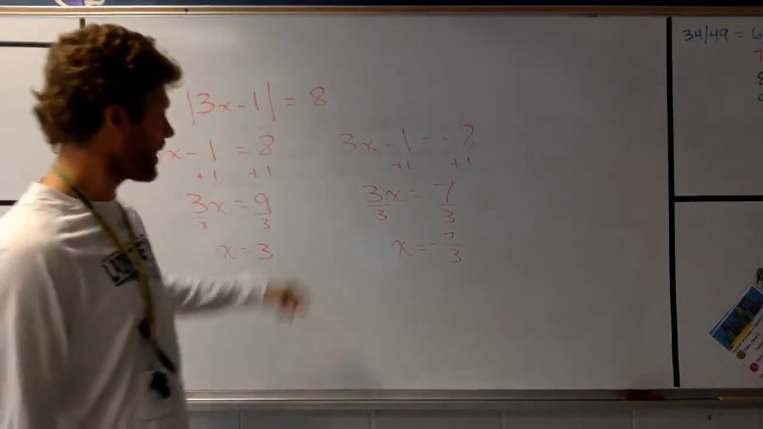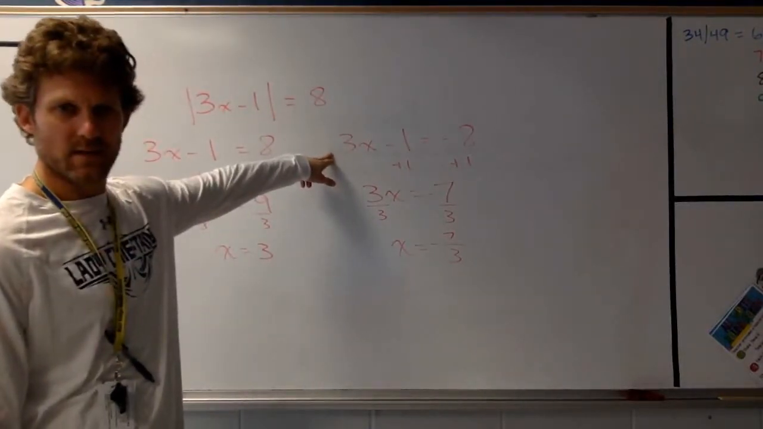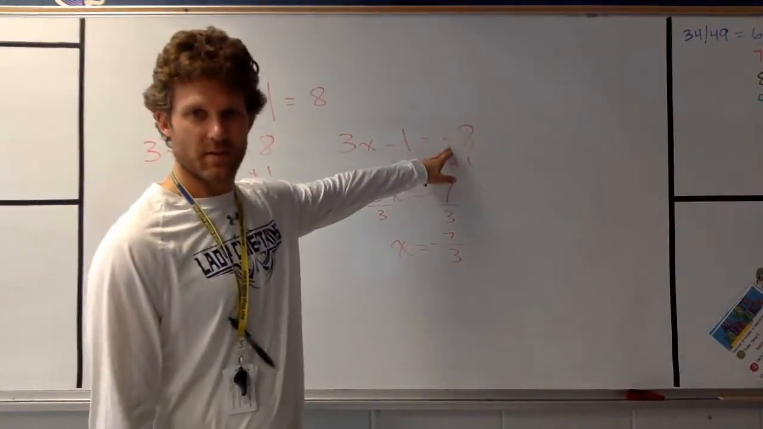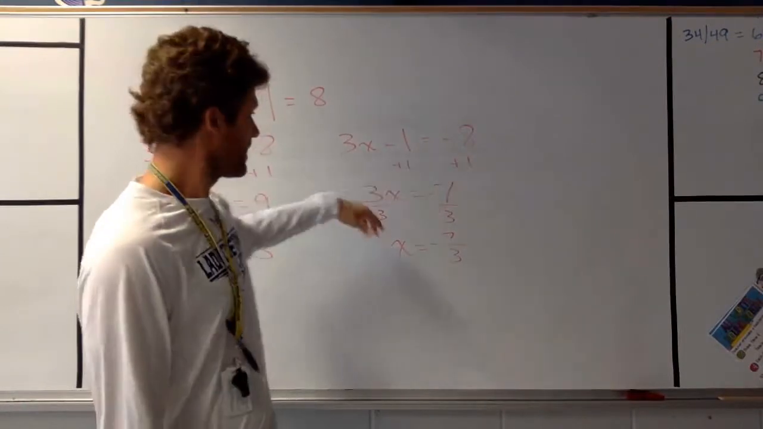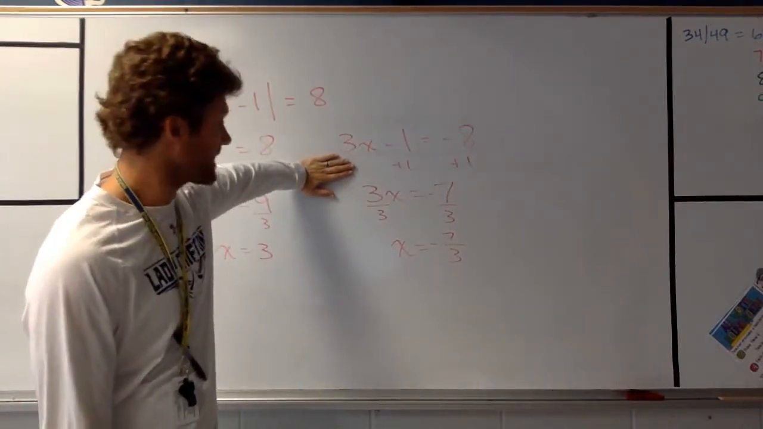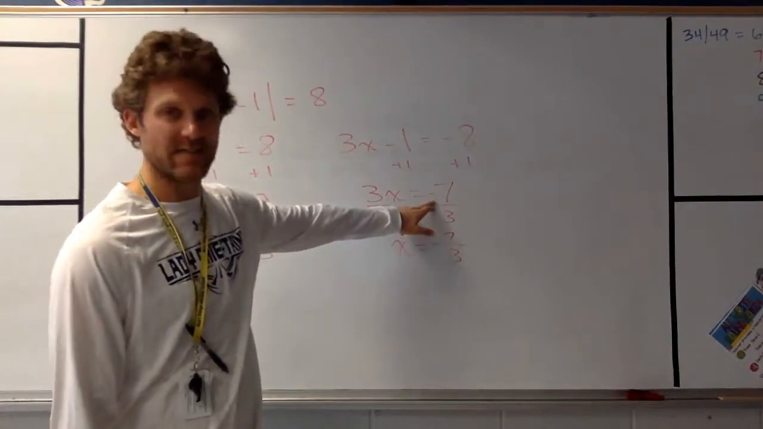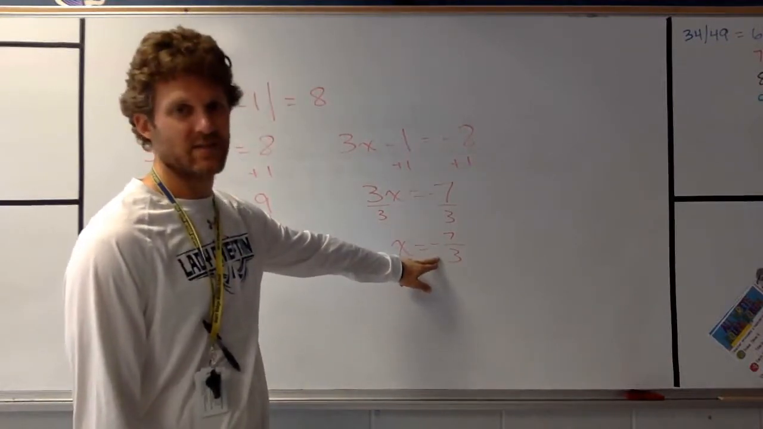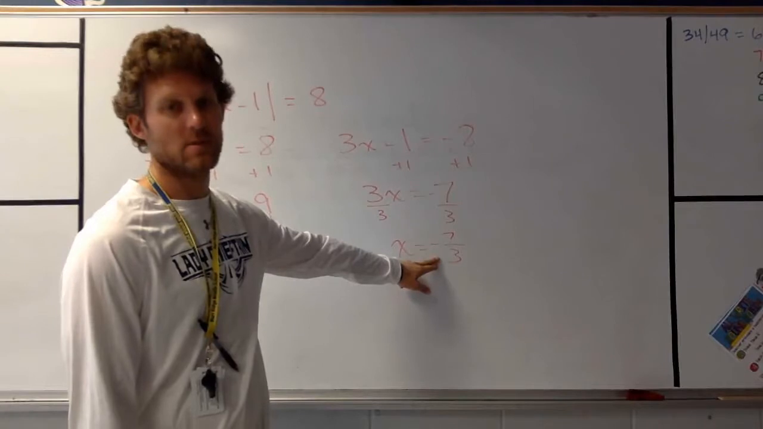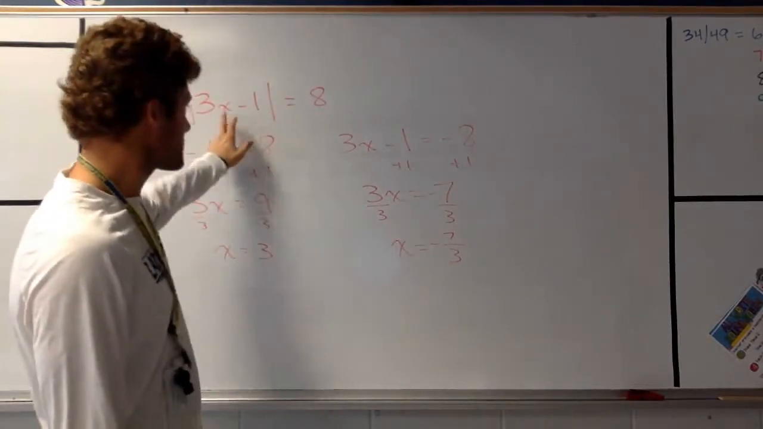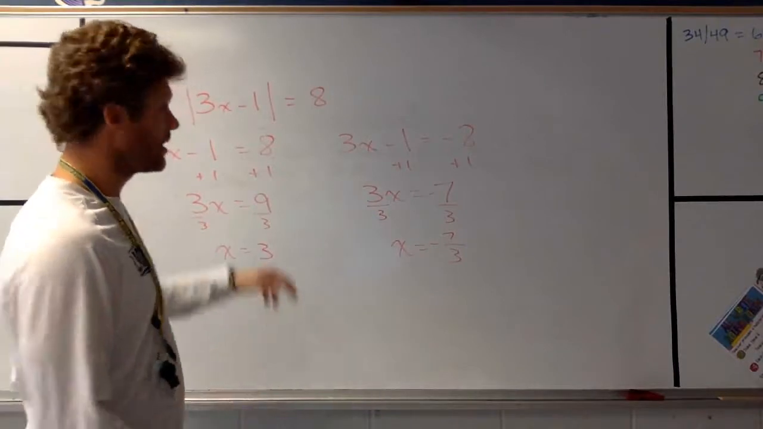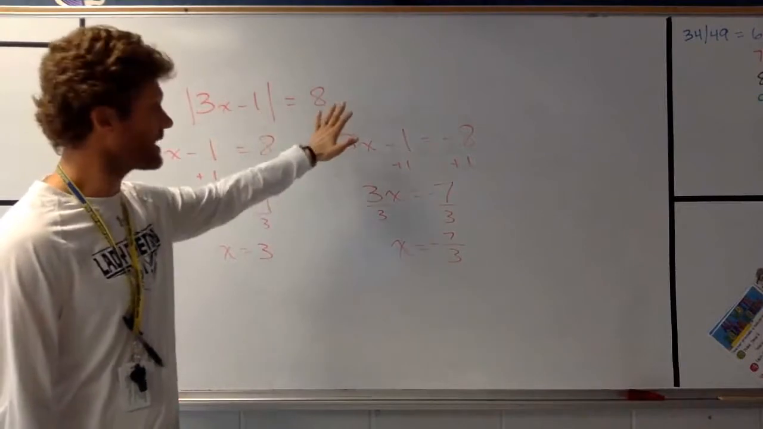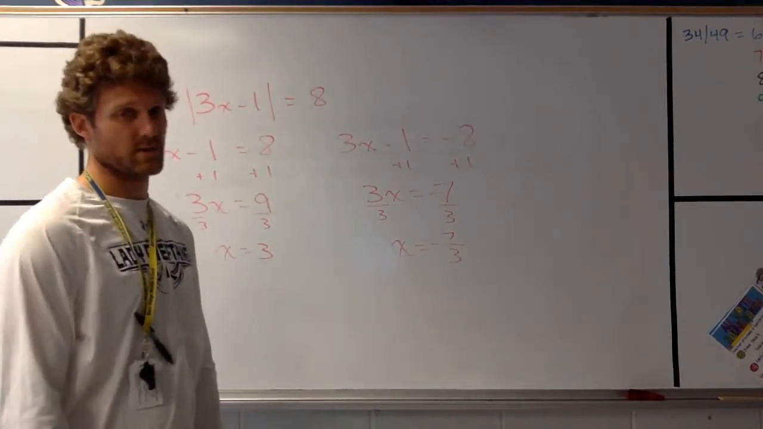Works. The other way is take what is inside the bars, rewrite that, and make it the opposite on the other side. So negative 8 is on the other side. Still add 1 to both sides. That gives me 3x on the left, but it gives me negative 7 on the right. Then I'm going to divide by 3. That gives me x equals negative 7 thirds. Substitute that back in. Negative 7 thirds times 3 is negative 7. Negative 7 minus 1 is negative 8. The absolute value of negative 8 is positive 8, so that also works as a solution.